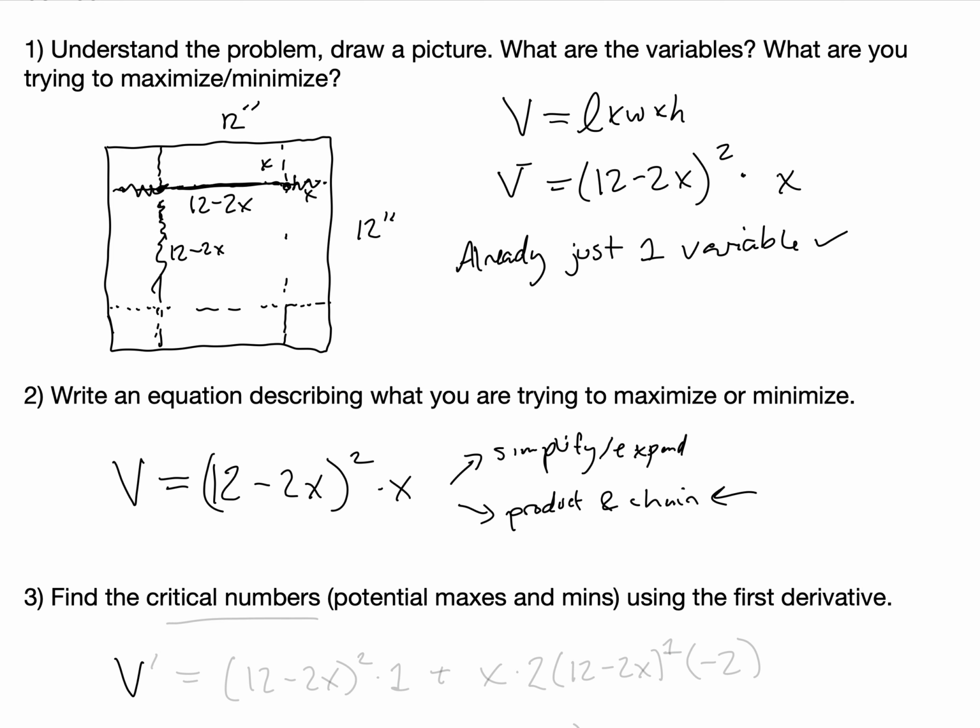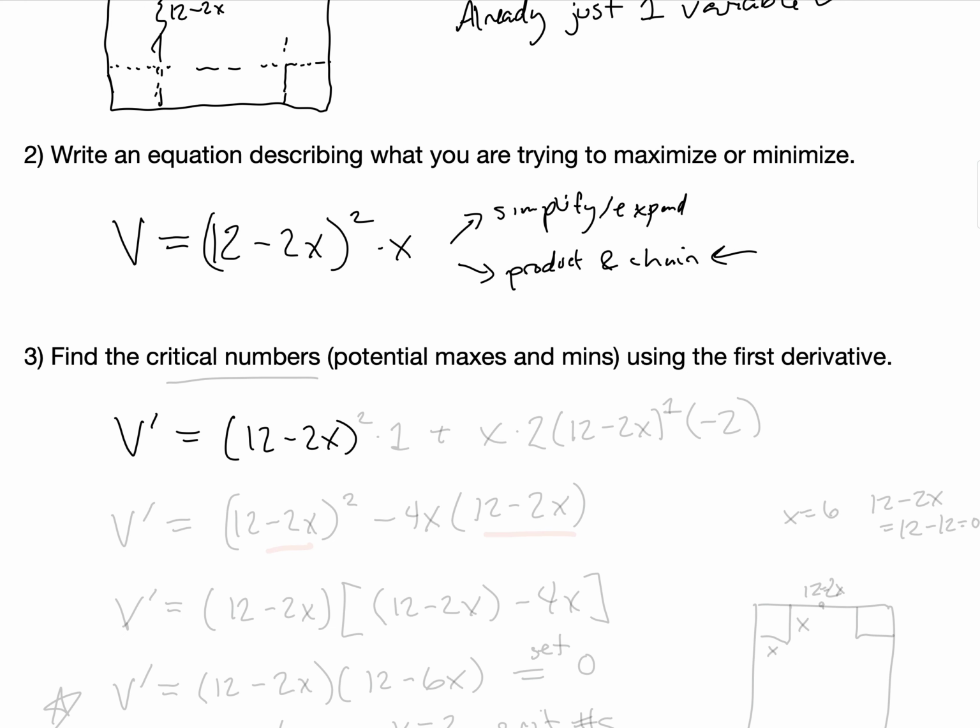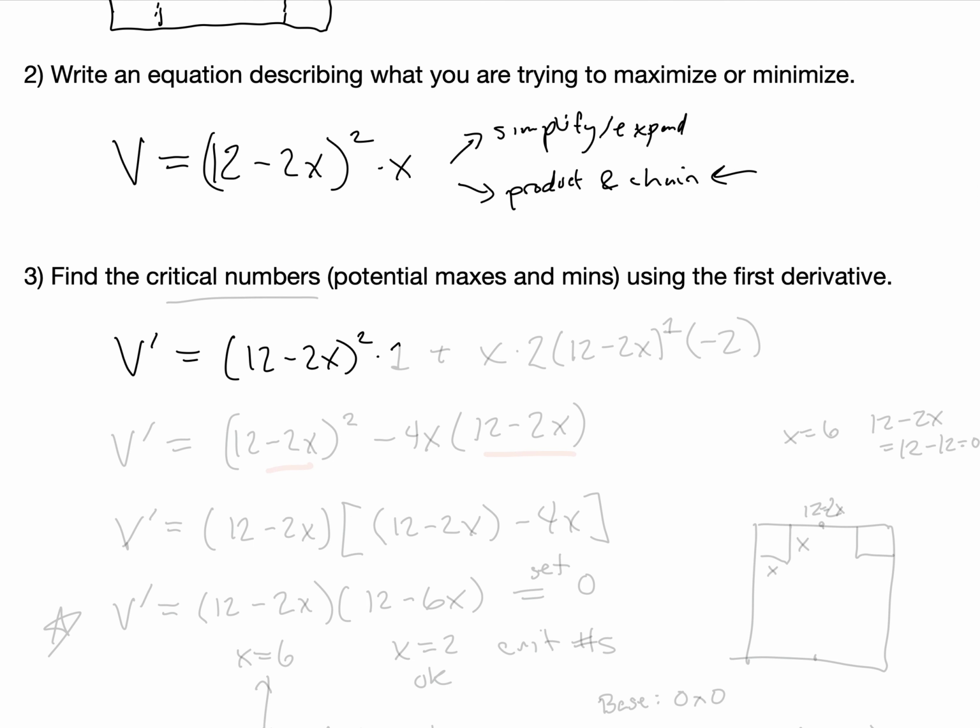So when we take the derivative of this equation for the volume using the product rule, we've got the first, 12 minus 2x squared, times the derivative of the second. The derivative of x is just 1, plus the second, that's x, times the derivative of the first. So this is using the chain rule: 2 times, leave the inside alone, 12 minus 2x, subtract 1 from the exponent, multiply by the derivative of the inside, that's just negative 2.